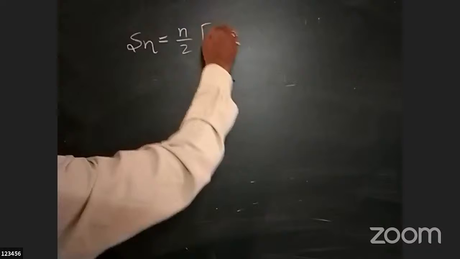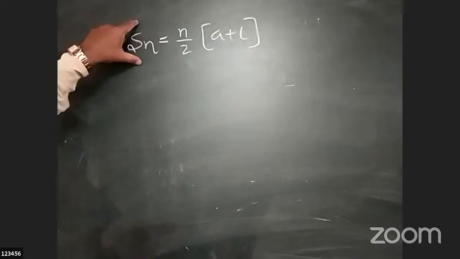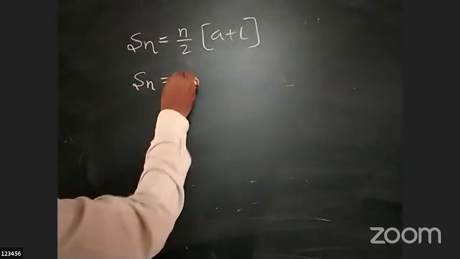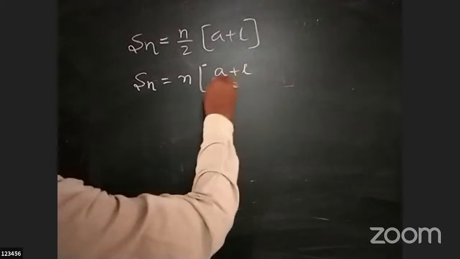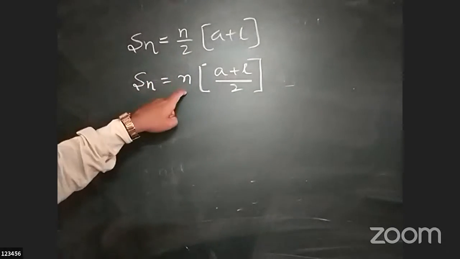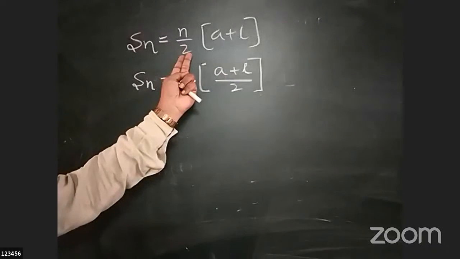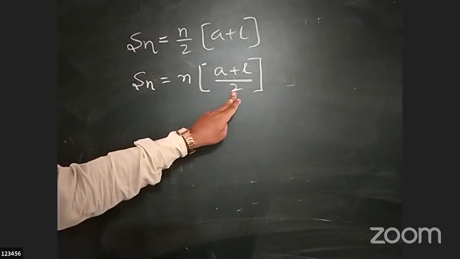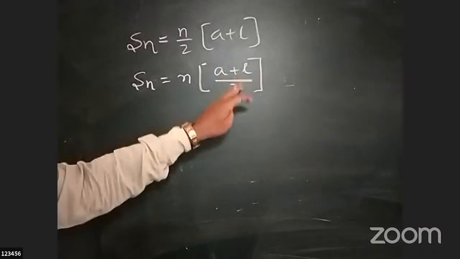Whatever this formula, don't write on this. We have already written it. Sn is equal to n by 2 into bracket a plus l. This formula we know. I am making little changes. A slight alteration in this formula will lead to some other formula also. Sn is equal to n into bracket a plus l by 2. This 2 is common to both a and l, so I am taking the denominator inside the bracket, a plus l by 2.